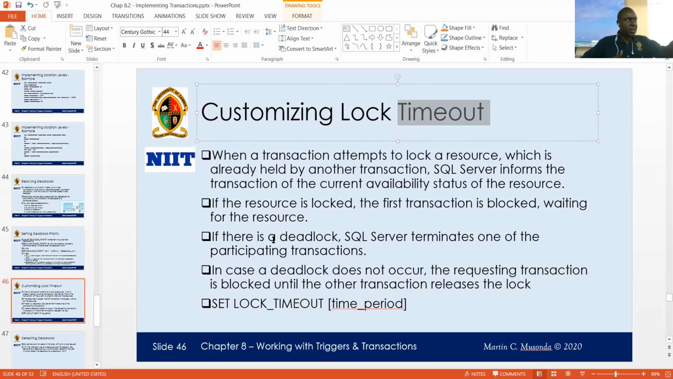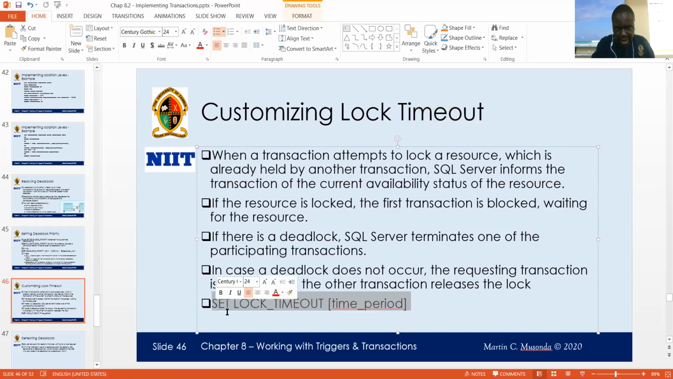One transaction has put a lock on maybe a table on this side, but it also needs to use another table, which is also locked by another transaction, which is also waiting for this one to release this table so that it can use it. And this is the syntax. You set lock timeout, then you indicate the time in milliseconds.